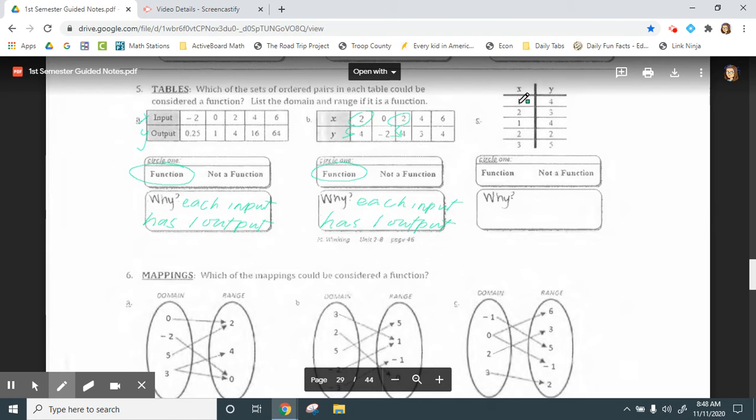For this one, we look down the row. We see that 1 repeats. 1's output is 4. 1's output is 4, so that's fine. But 2 also repeats. 2's output is 3, and then 2's output is 2. That means that because of the 2, it's not a function. So the input 2 has more than one output.